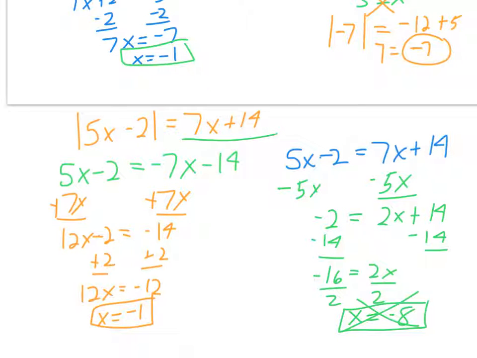Again, my shortcut just focuses on the non-absolute value side. In this case, I'm curious what makes 7x plus 14 greater than or equal to 0. So we would subtract the 14, divide by the 7. As long as x is greater than or equal to negative 2, we don't have an extraneous solution. So negative 1 is greater than or equal to negative 2, negative 8 is not. So that's how we know the negative 8 is extraneous.